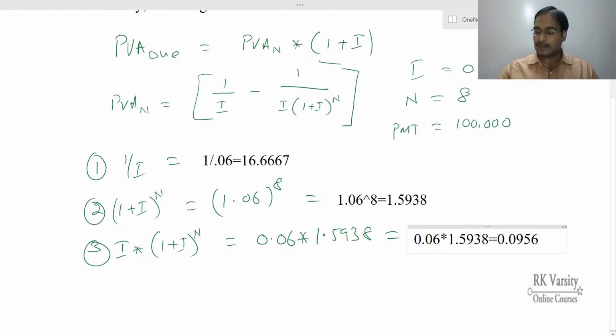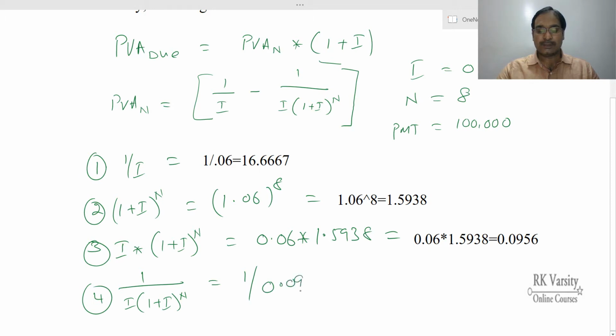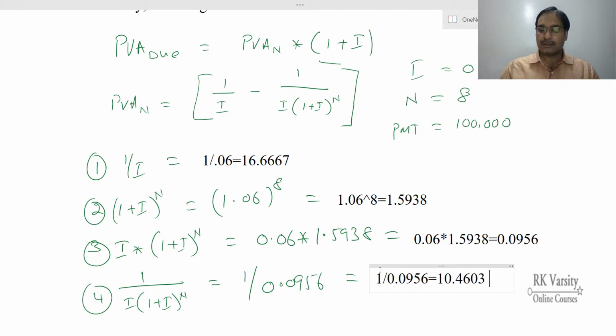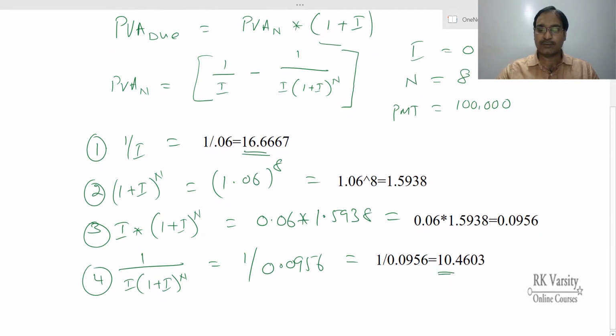This is 0.0956. Then in step 4, we calculate 1 by i times (1 plus i) to the power of n, so this equals 1 upon 0.0956, which is 10.46. So 1 upon i is 16.67, then this minus 10.46.